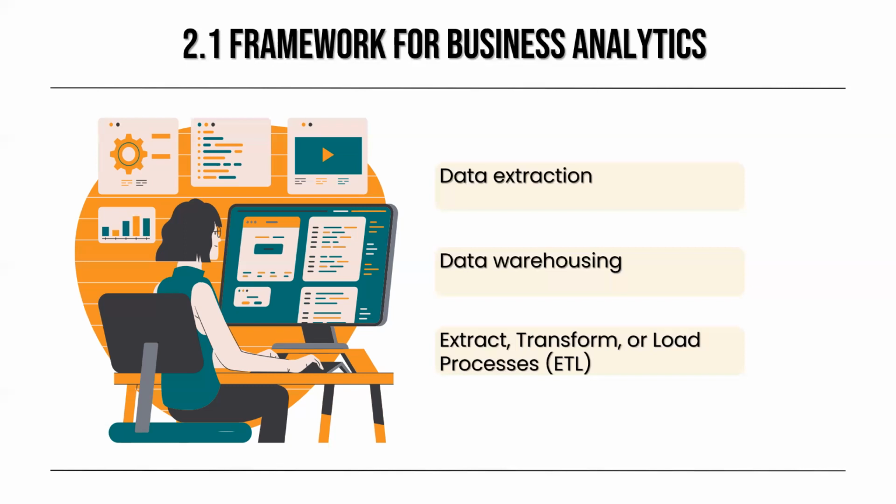Data extraction is the first step in turning data into analytics. There are at least 3 sources of data, which are the source systems, raw transactions, and documents in forms. Data warehousing is where the data is cleaned, curated, organized, and ready for analysis. And the ETL, or extract, transform, or load processes, is the process of moving data from source system to data warehouse to an analytical tool.